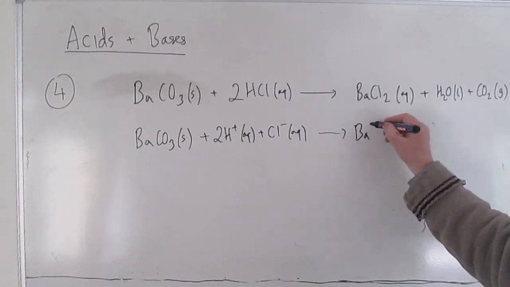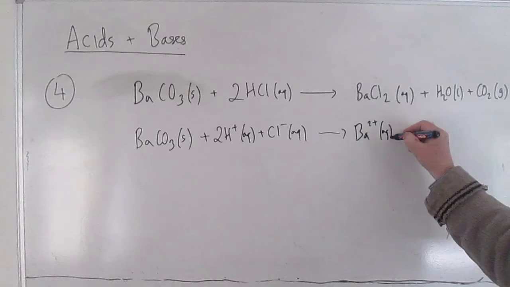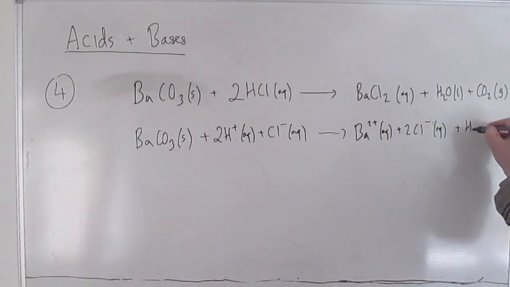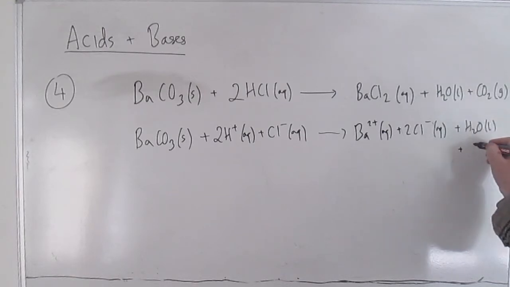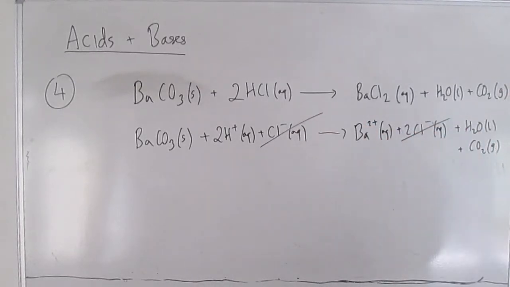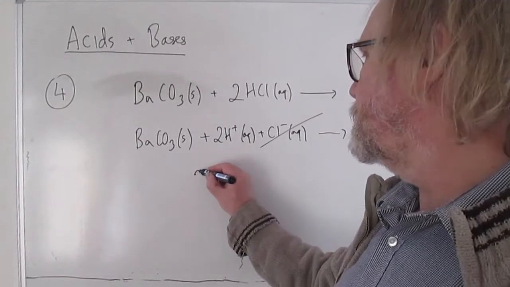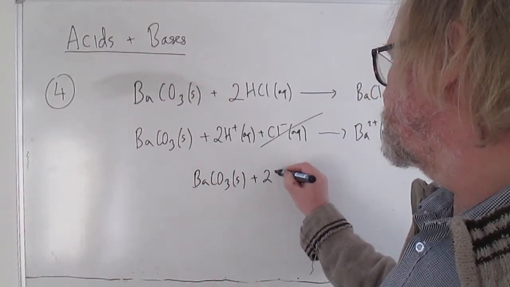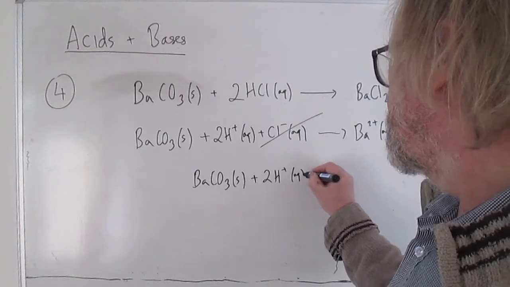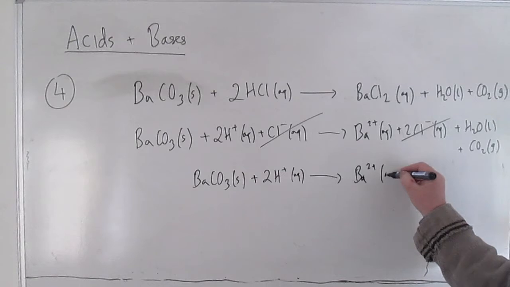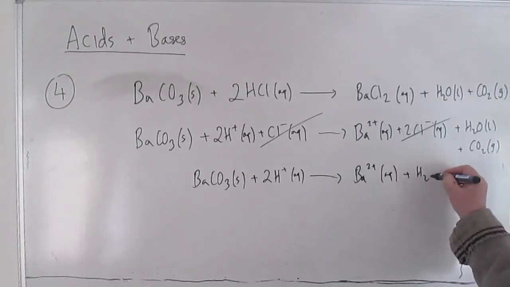So we're going to have Ba2+ aqueous plus 2Cl- aqueous plus water is a molecule plus CO2 is a molecule. Okay, do your cancelling. This time it's the chloride ions. Everything else changes. And so you get barium carbonate plus 2H+ gives you barium 2+ aqueous plus water plus carbon dioxide.